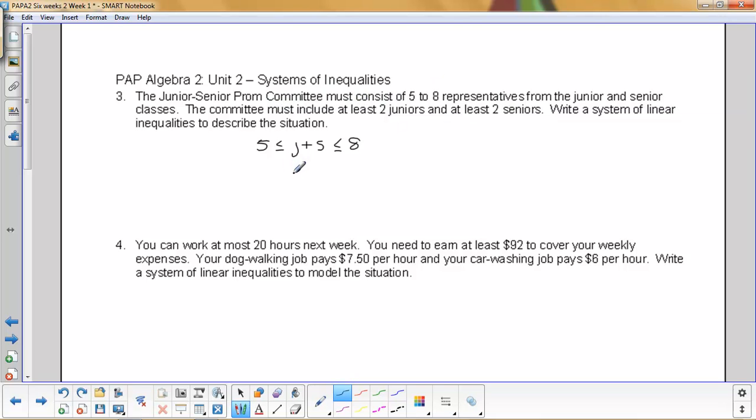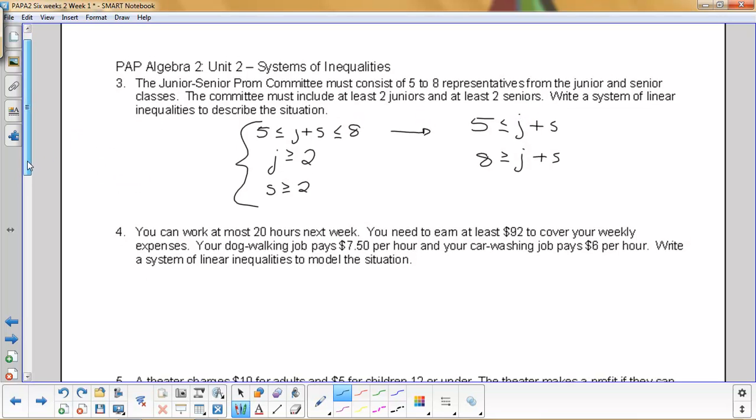All right, then we go further to see that the committee must include at least 2 juniors and at least 2 seniors. So the number of juniors must be greater than or equal to 2, and the number of seniors must be greater than or equal to 2. There is your system of linear equations. Now please note that this can be rewritten as 5 less than or equal to j plus s, and 8 is greater than or equal to j plus s. Whichever way makes you more comfortable.